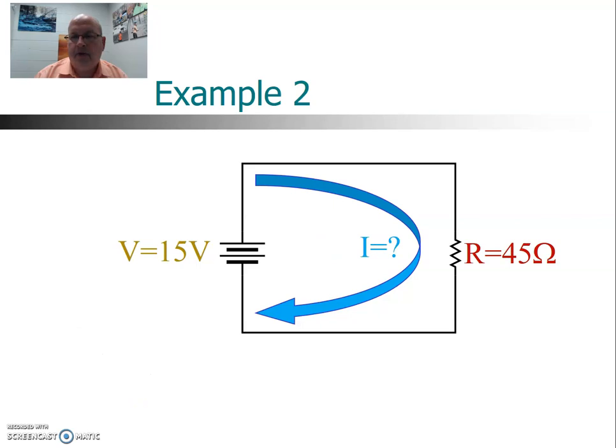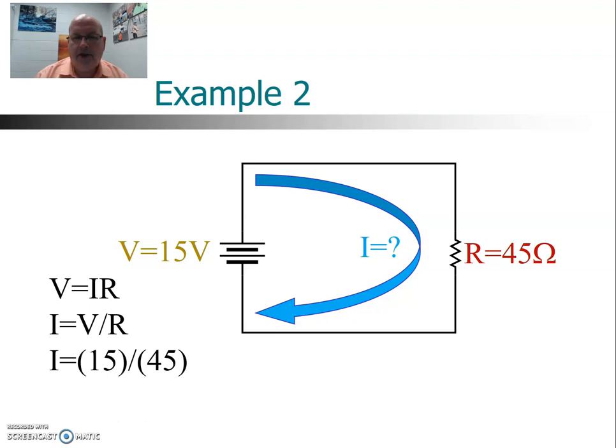Now here's another one where we're solving for I instead of V. So if you know how to do that, I'll pause the video now. And if you want to see, this is a variation of Ohm's law. I is equal to V over R. So I is equal to voltage of 15 divided by the resistance of 45, gives you 1/3 of an amp, or 0.333 amps. Decimal 333 amps would be your answer.